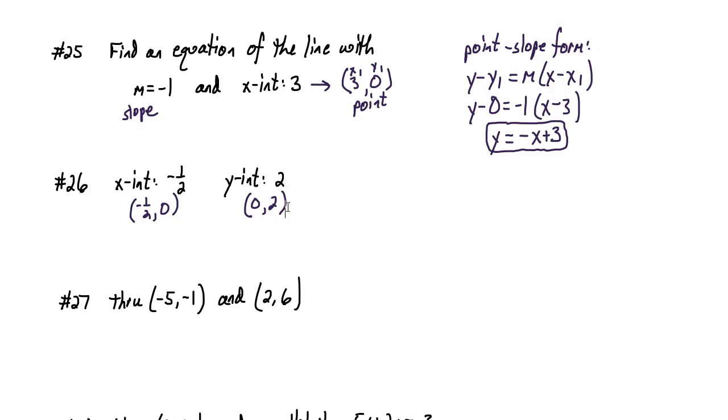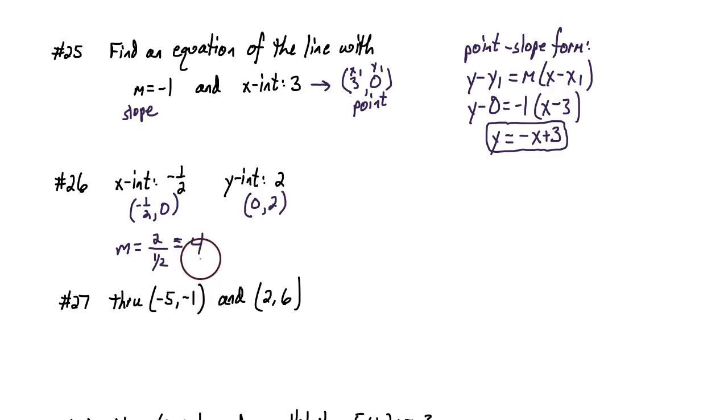We're not told the slope, and if you're going to write an equation of a line, you have to know the slope. So our first thing to do is find the slope. Let's use the slope formula. That's y2 minus y1 over x2 minus x1. From 0 to 2 is an increase of 2. From -1/2 to 0 is an increase of 1/2. And 2 divided by 1/2 is 4.